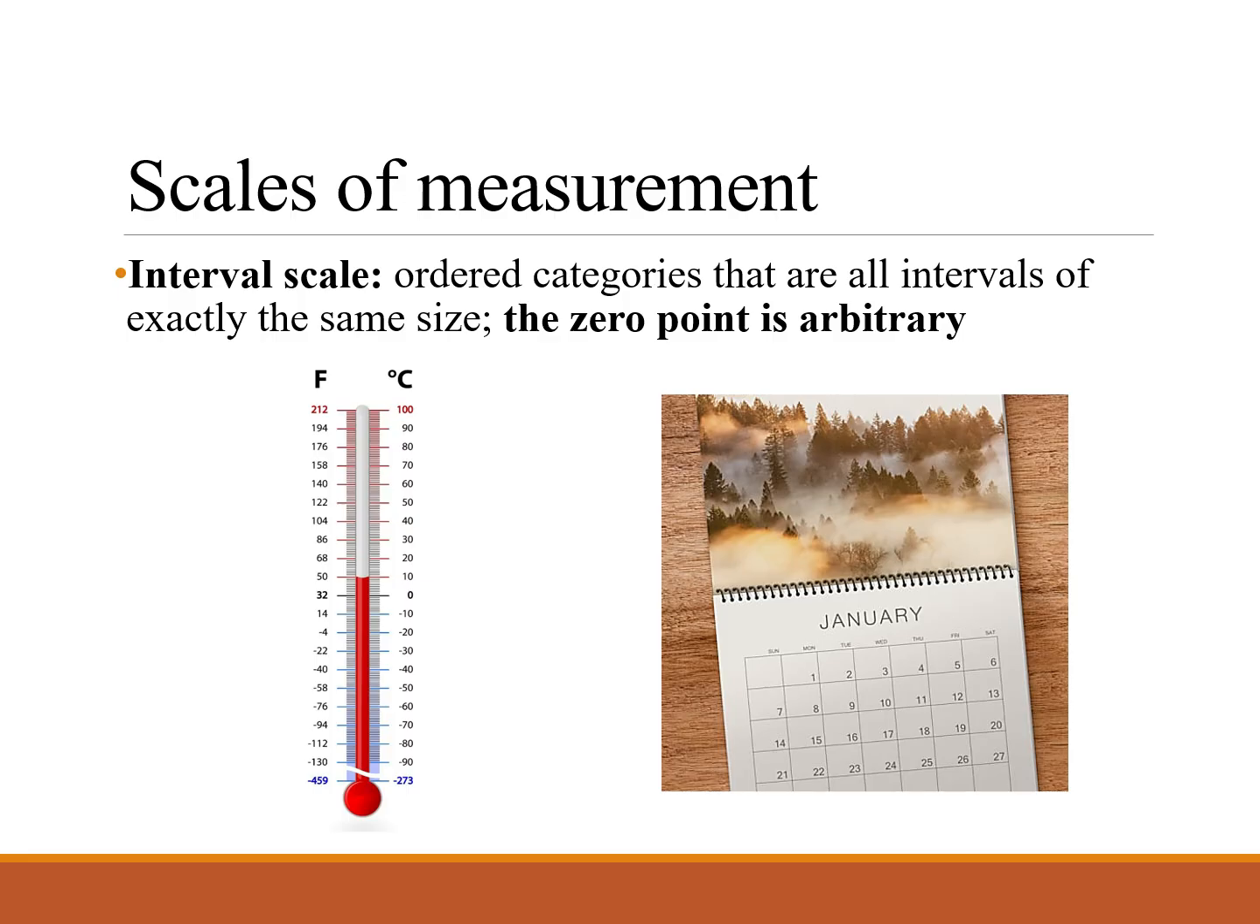Interval scales have ordered categories that are all intervals of exactly the same size. This means we do know the difference between 1 and 2, or 5 and 10. However, the 0 point is arbitrary. A great example of this is a thermometer. We know that 4 degrees is double of 2 degrees, and we can easily measure that. However, the 0 point is different depending on which measurement system is being used, and temperature can go into the negatives. 0 is just wherever the person who invented the scale says it is.